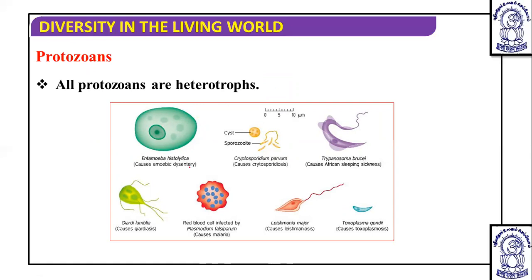You can see there is one particular one that is known as Entamoeba histolytica. Then Cryptosporidium parvum. There is no need to remember this. Okay. Trypanosoma brucei, African sleeping sickness. Yes, Trypanosoma you have to remember. Then Giardia lamblia causes giardiasis. You can remember this also. Red blood cells infected by the Plasmodium falciparum that cause malaria. Then Leishmania, and Toxoplasma gondii causes toxoplasmosis. There is no need to remember. So these are some of the examples which are important that we have marked.